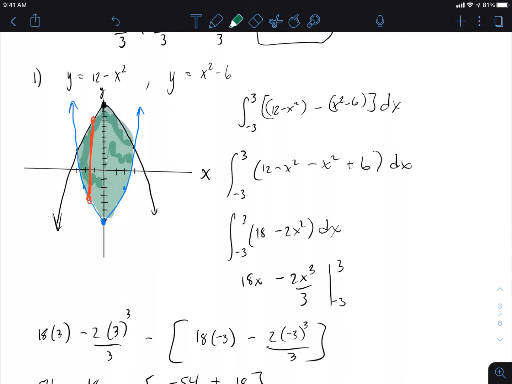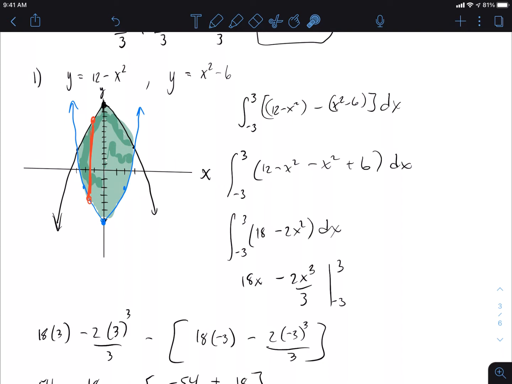Where does blue look like it's on top of black? It doesn't. So I'm trying to understand what your question is. Are you asking why is it 12 minus x squared first? Well, I did the problem like that, but I'm just confused about which one's greater than the other. Okay.